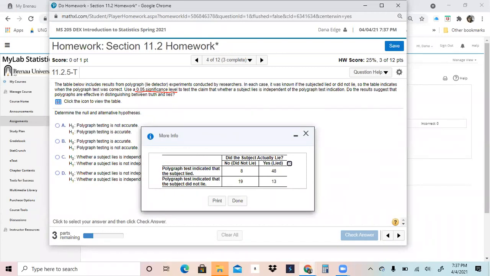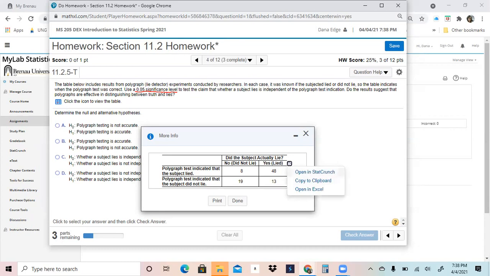According to this, the polygraph test indicated that the subject lied when he did not lie 8 times, and when he did lie 48 times. The polygraph test indicated that the subject did not lie 19 times when he did not lie, and 13 times when he did lie. So it appears to me that it would be more likely to be inaccurate when he lies and the polygraph says that it was not a lie. So let's see what we've got.